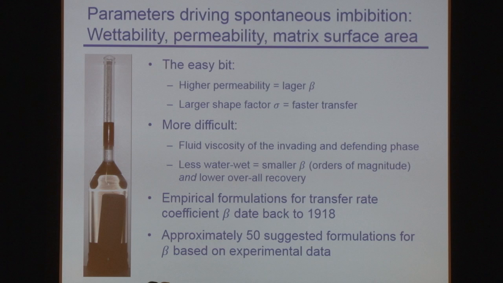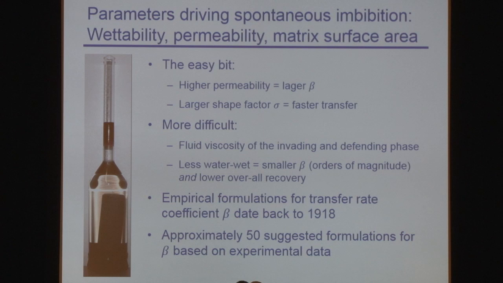The easy bit is the higher the permeability of the rock matrix, the larger the beta, the faster the transfer. The larger the shape factor, the bigger the surface area, the faster the transfer. The more difficult bits are how we deal with fluid viscosities of the invading and defending phase, and how we deal with wettability. Generally, the less water wet, the slower the transfer rate, and slower means by orders of magnitude slower transfer rate and lower overall recovery.